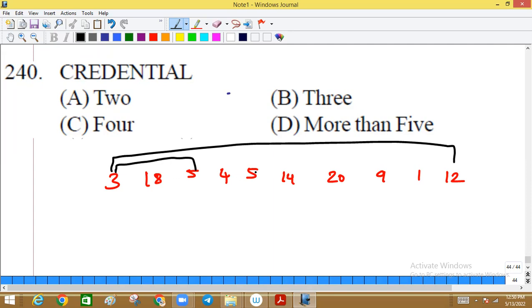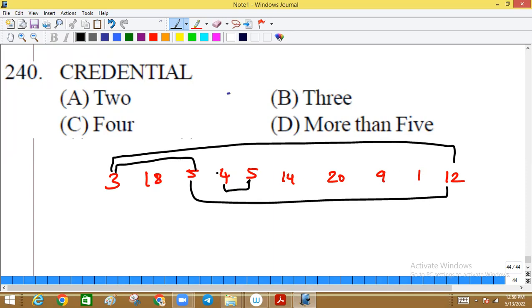19, 20, 21. All are less than 20, not going. Back also don't go. Now 5. 6, 7, 8, 9, 10, 11, 12. So again 5 to 12. Then check back. 5, 6, 7 not possible. Come to 4, 5. So 4 to 5. 6, 7, 8, 9, 10 not possible.